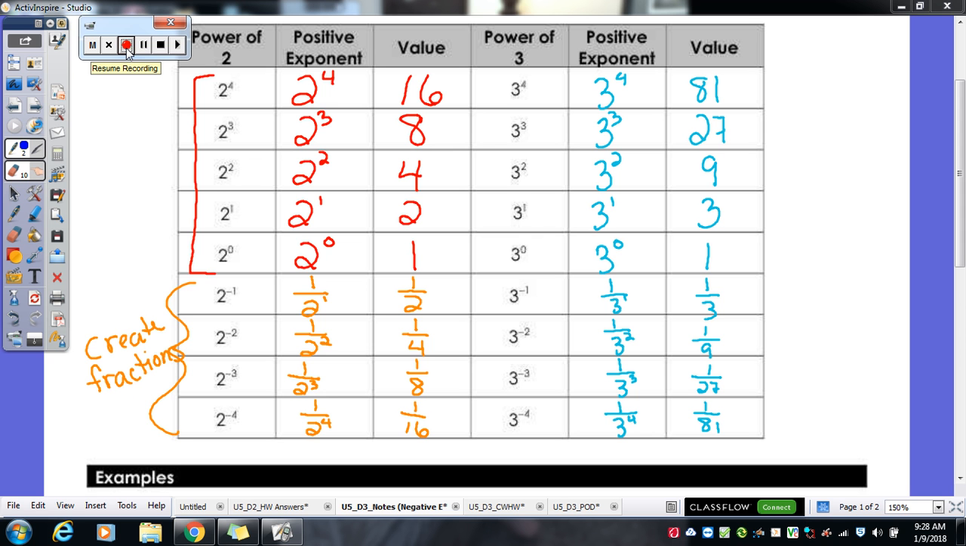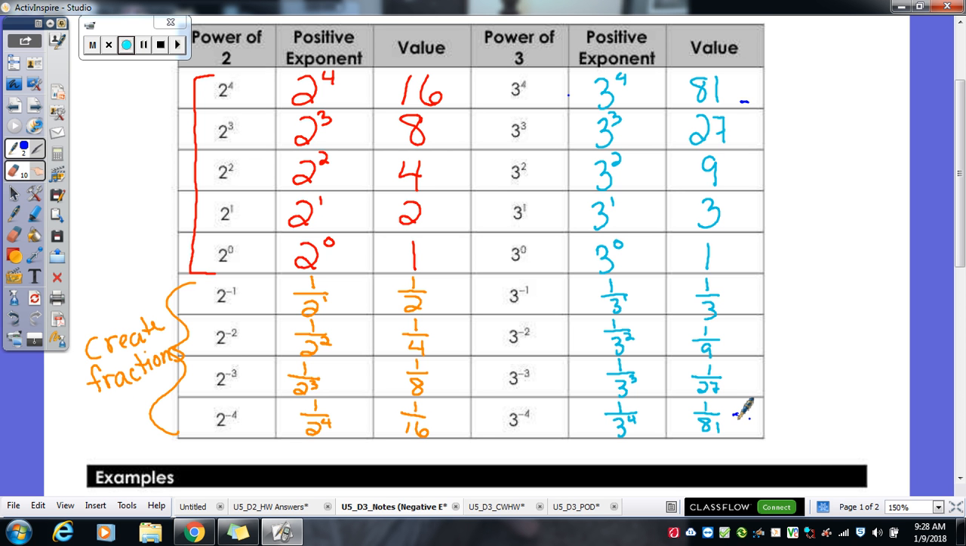So here are the values you should have had. Again, it kind of repeats the pattern. When it's 3 to the positive 4, it's 81. But if it's 3 to the negative 4, it becomes 1 over 81. So it still has the 81 there because 3 to the 4th is 81. But your negative exponent just makes it the fraction, 1 over 81.